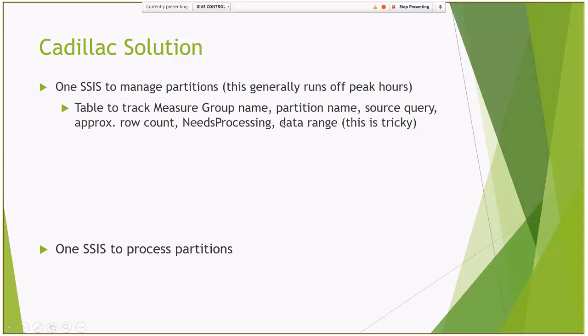I also throw in this data range. It's not date range, it's data range. It's for me to match which part of my data coming out of my ETL has changed, so that I can come back to this table and say, okay, which one of these partitions do I need to process?